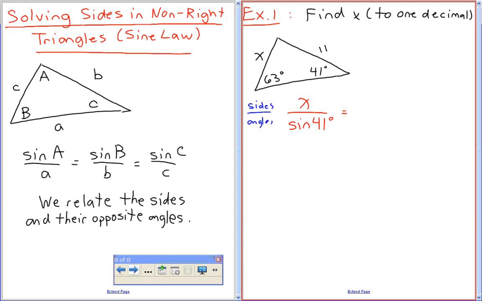Now we got to use our other ones. What's another side that we know here? 11. Lovely. So I'm going to put it here. What is related to 11? 63. Good. And that's all there is to sine law right there.